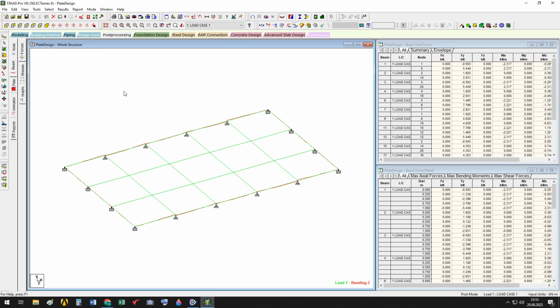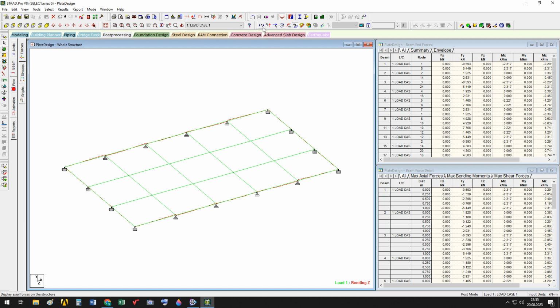For beams, beam end forces are given here. These are not beam internal forces, they are beam end forces. Internal forces are given here. Beam internal forces are given here. You can also see we have beams only at the edges. This slab or the floor is, let's say, a plate element, slab or floor, which has only edge beams.